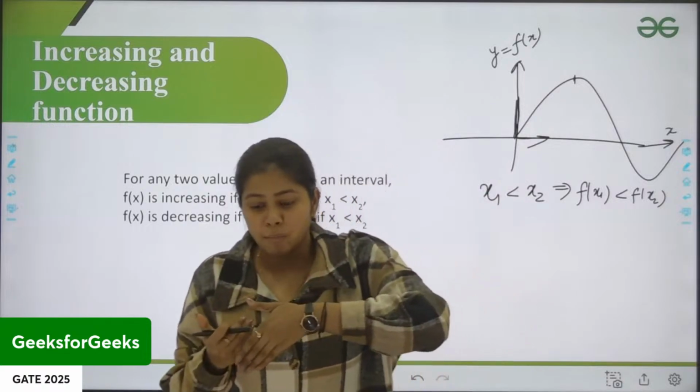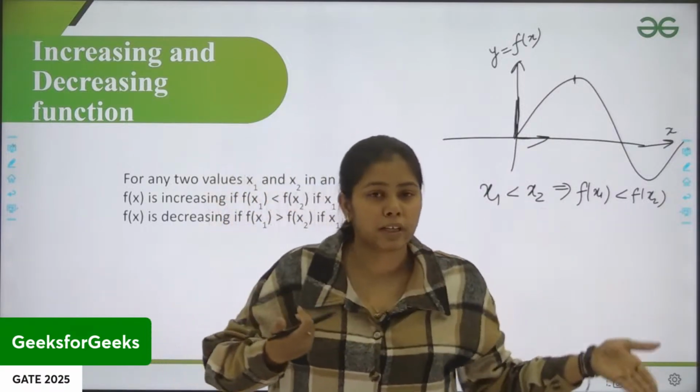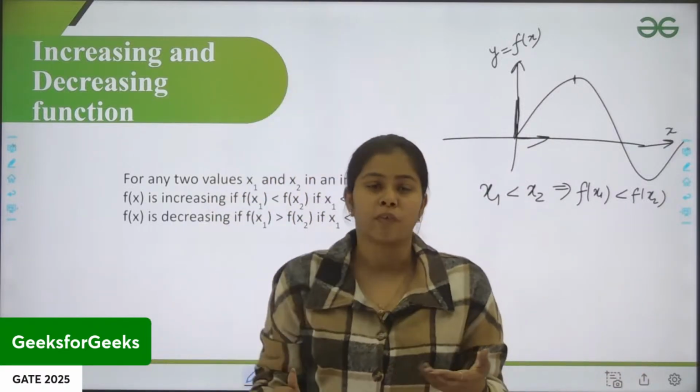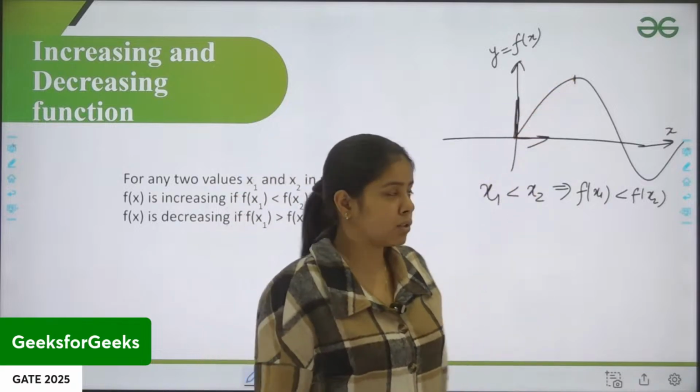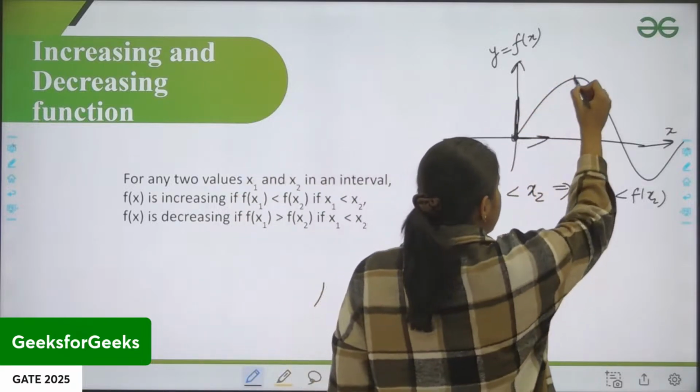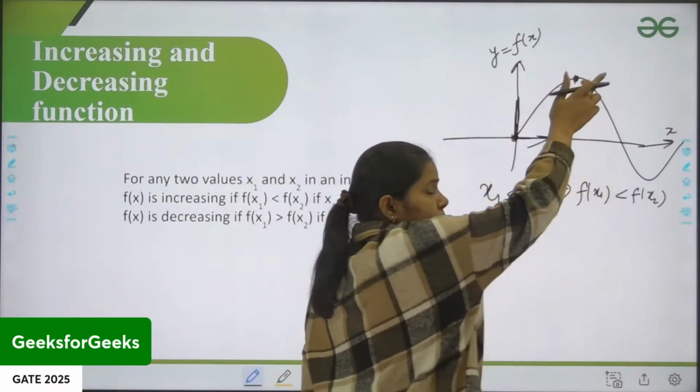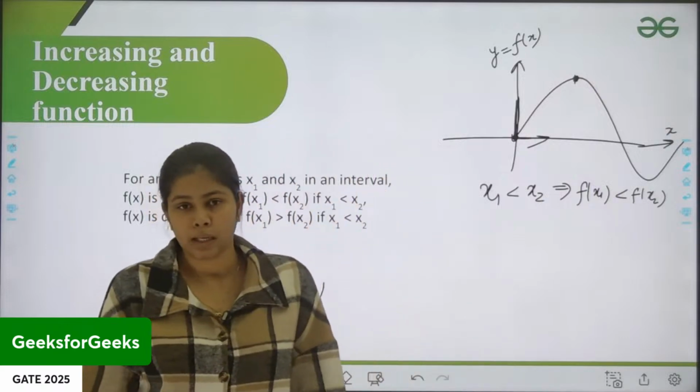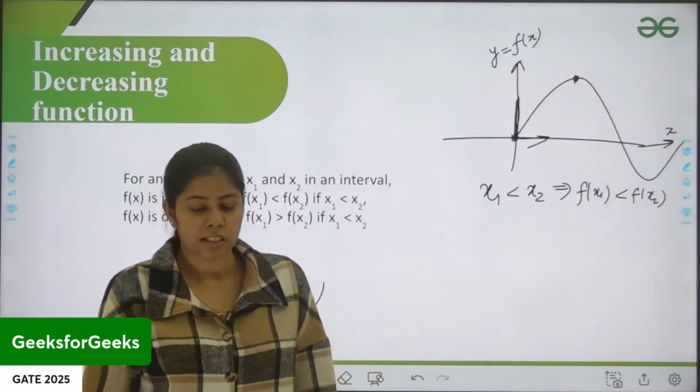So that means if I'm moving from left to right, and my graph is moving upward, then I'll say that the function is increasing. From this point to this point, my graph is moving upward. That's why my function is increasing, right? So my function is increasing here.